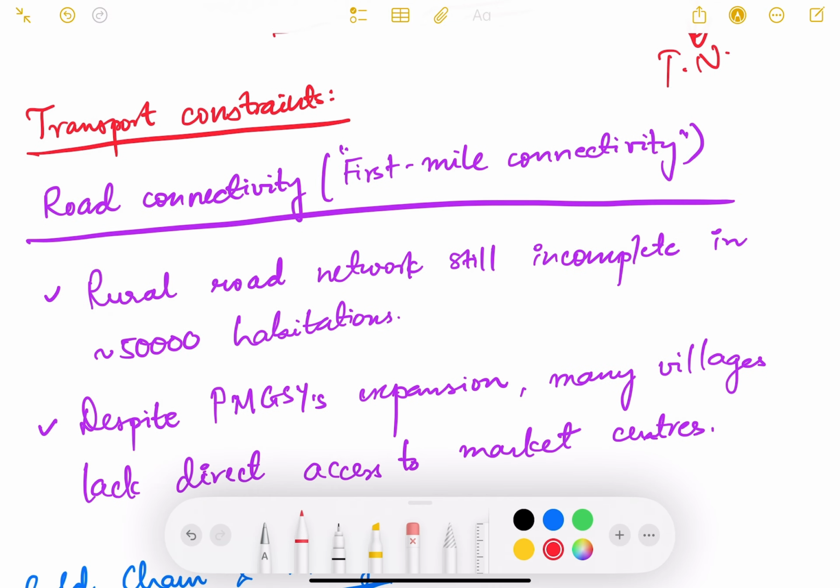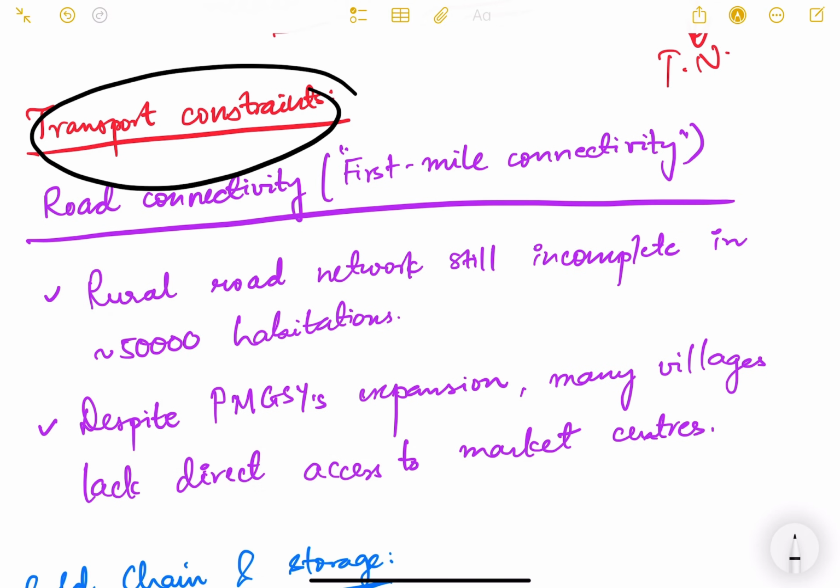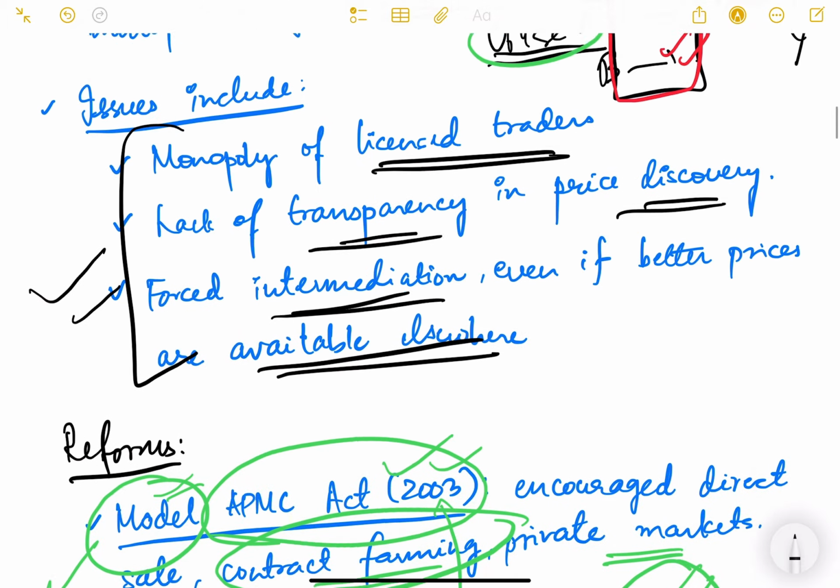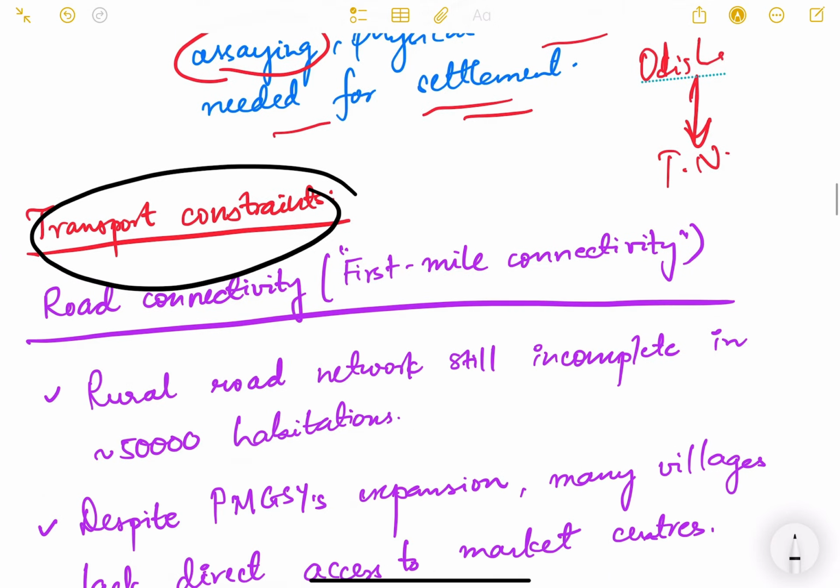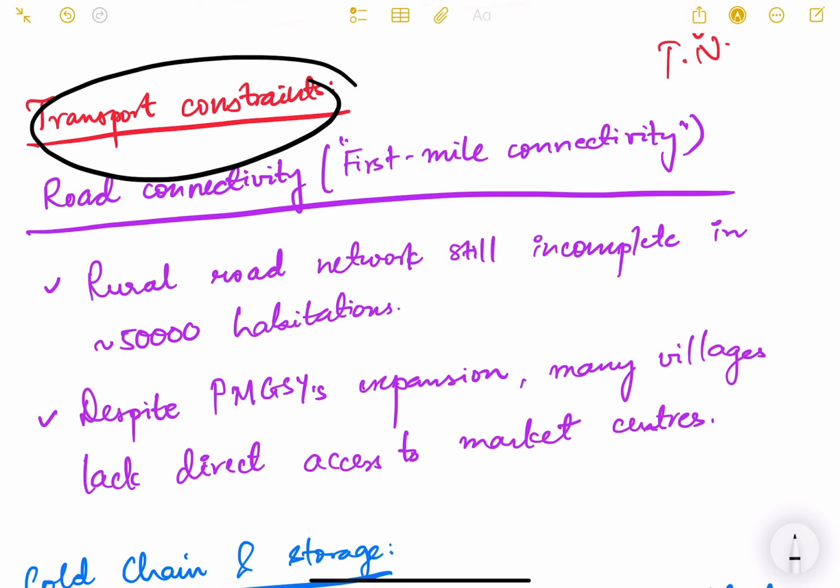Now let us see what the constraints in transport are. Right now we have seen the constraints that are there in marketing. Now we'll see what the constraints are in the transport of agricultural produce.